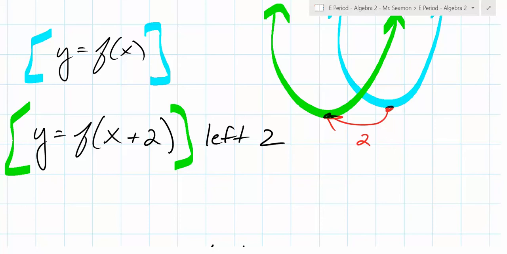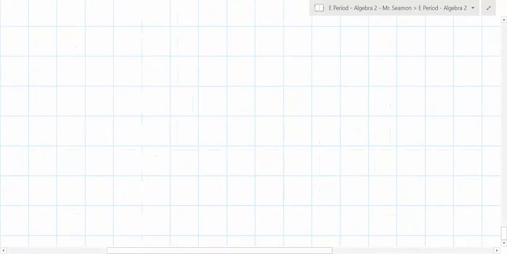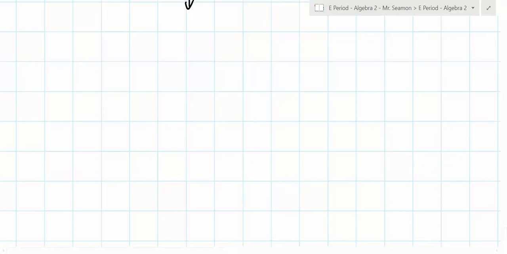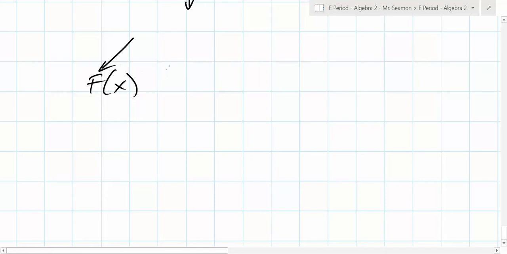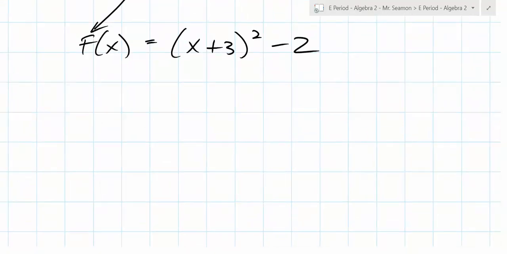You think of up and down as positive and negative, and you think of positive and negative as right and left. When it's inside, it's going to go the opposite direction. So, for example, if I said capital F of x, remember that's just the name of the function, I could call it Bob if I wanted to. F of x is equal to, let's say, x plus 3 squared minus 2. You would start with the graph of y equals x squared.